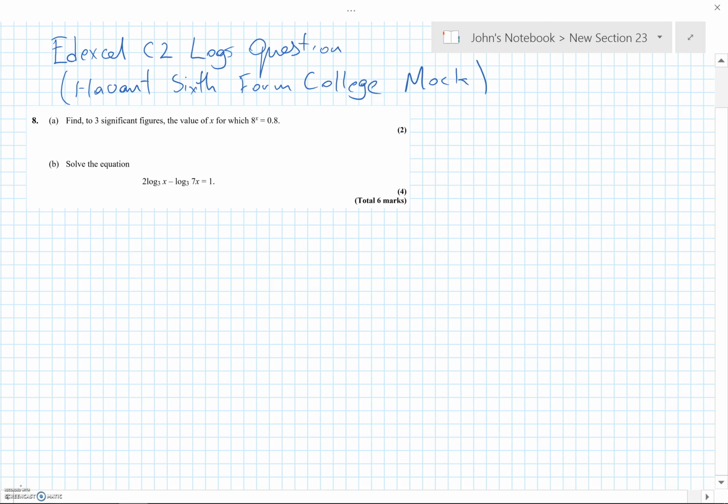This is a C2 logs question. We are given log base 8 of x equals 0.8, and we know that logs are the inverse of indices, so we can say that is the case. And nowadays with calculators that change bases for us, we can easily write that's minus 0.107. It does ask for three SF, so we better give three SF.